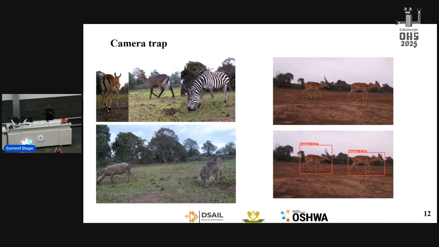These sensors collect a lot of data, and manual analysis of the data may be hard. So what we do is develop machine learning models that are able to detect the object, that's the animal, in the image, and also do the classification.